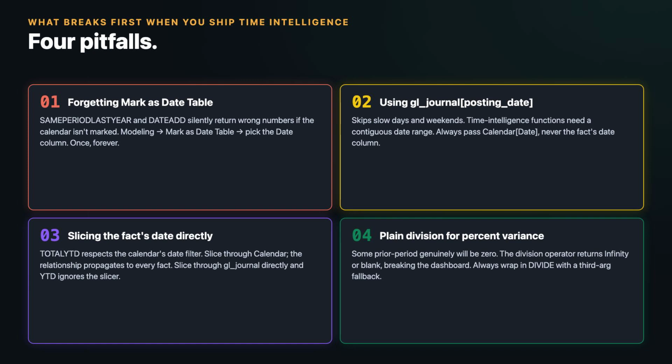Third, slicing through the fact's date directly. TOTALYTD respects the calendar's date filter. Slice through the calendar, the relationship propagates to every fact. Slice through the journal directly, and the year-to-date measure ignores the slicer. And fourth, the divide by 0. The slash will eventually fire. Divide with a third argument fallback is the one-line guard.